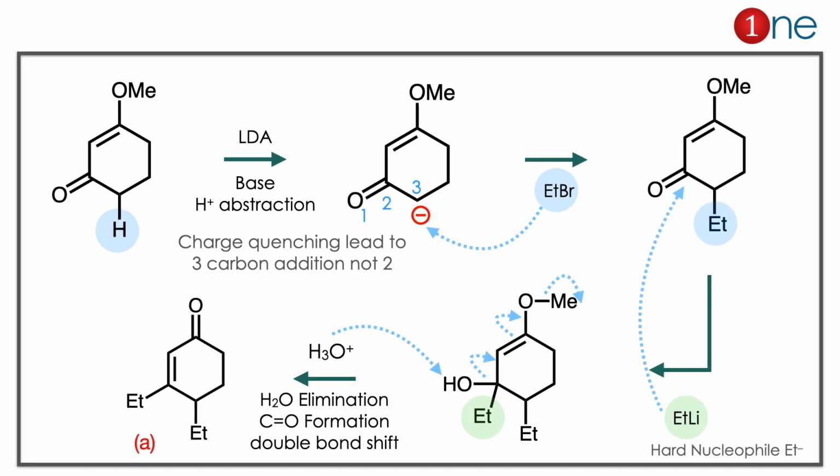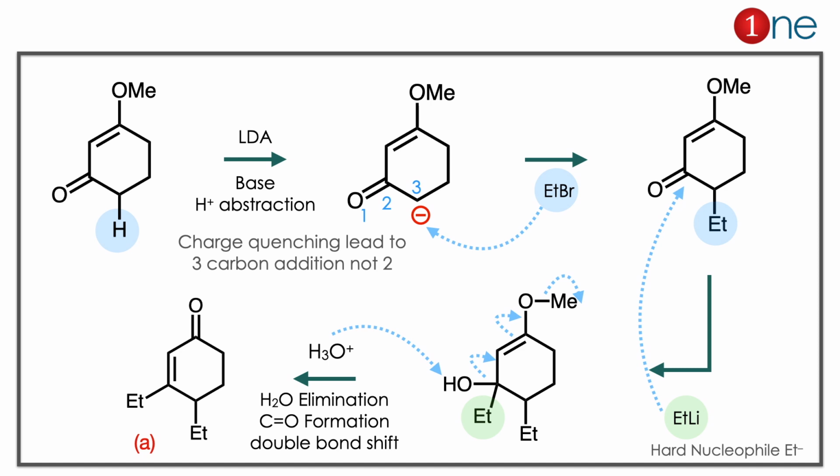So you have the starting material with an alpha hydrogen. You are using a bulky base. The bulky base abstracts the proton at the alpha carbon. You have the carbanion at the 3rd position. So ethyl bromide attacks and it forms at the 3rd position. Here no confusion, because the base drives the reaction, not ethyl. Here you are using ethyl lithium. Ethyl lithium is the harder reagent. Definitely it attacks the carbonyl. So you have the carbonyl carbon attack.